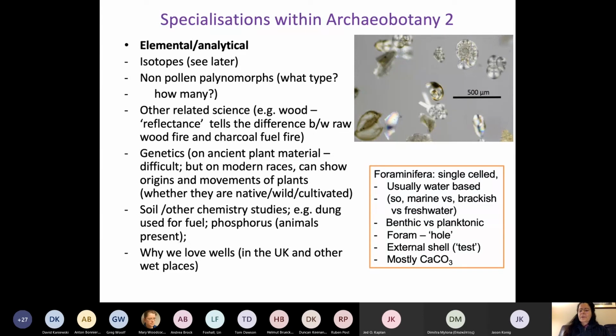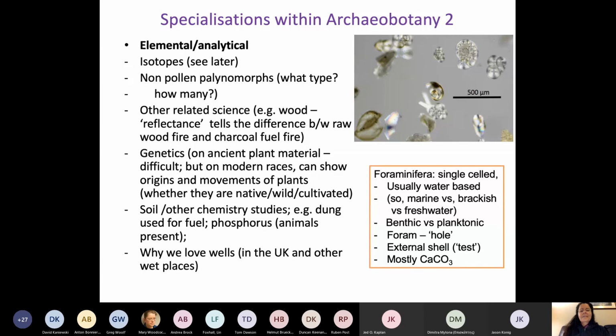And different kinds will be benthic, that is, they live near the bottom of the water, or planktonic, they float around. And obviously you've got different ones for the marine area, which is most of them that we know about, but you've also got brackish and freshwater. So besides the pollens that help us define our environment, these help us define our microenvironments.